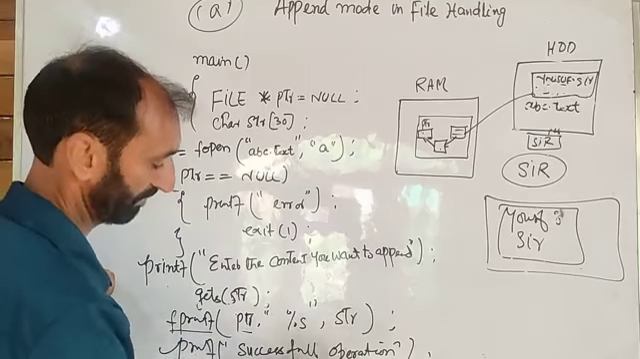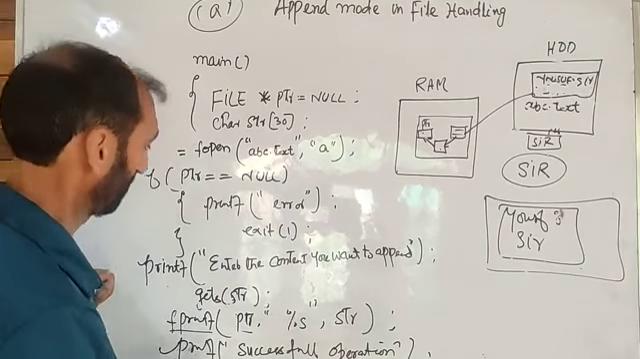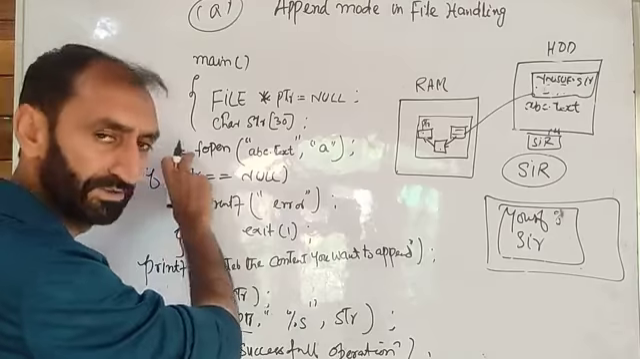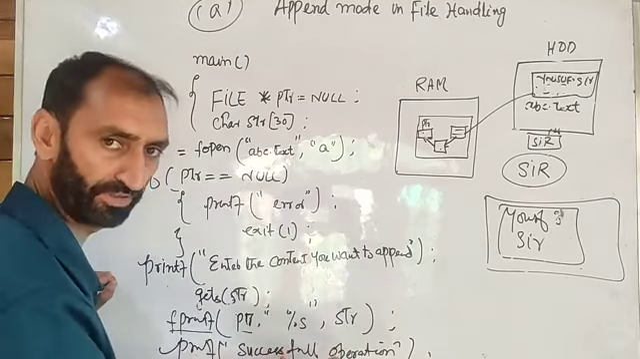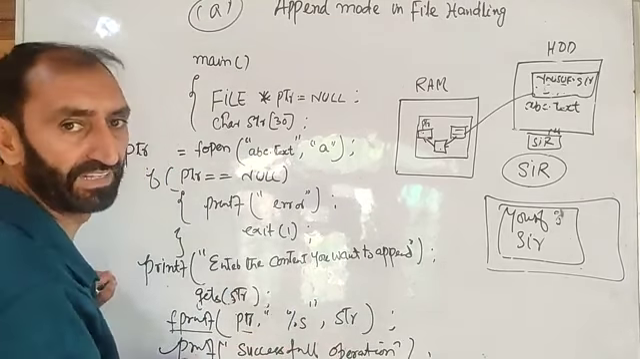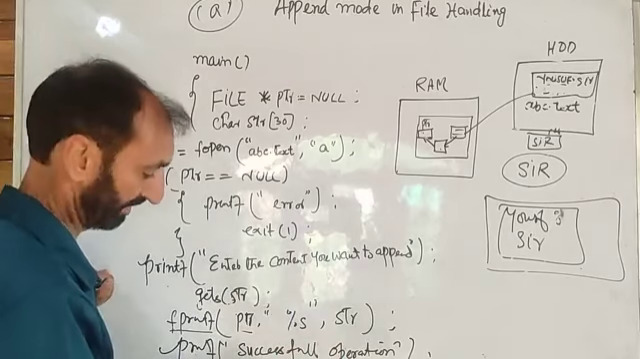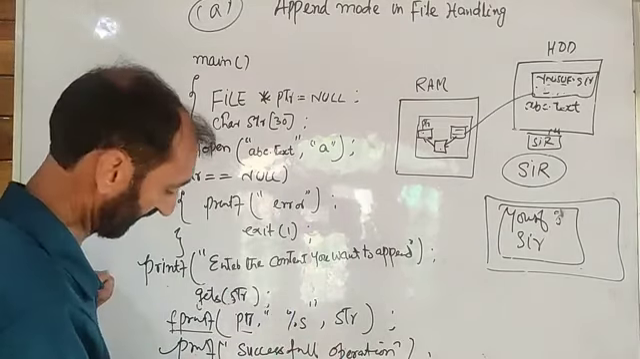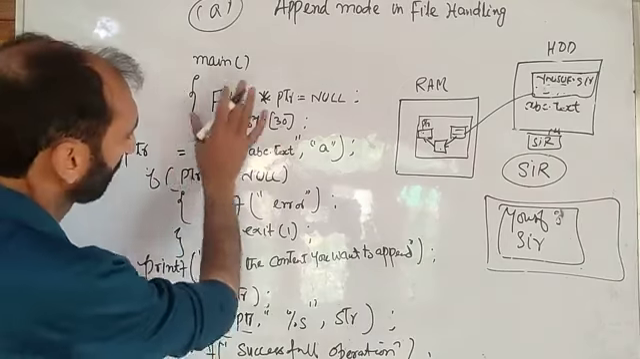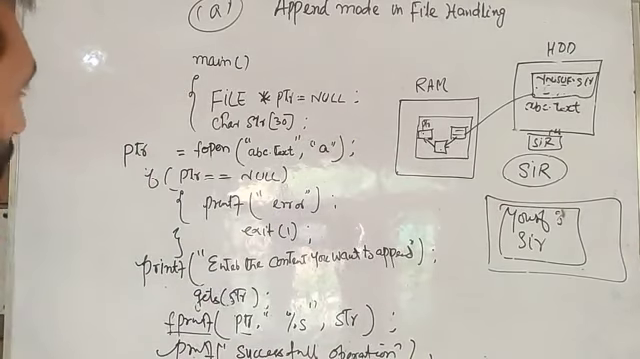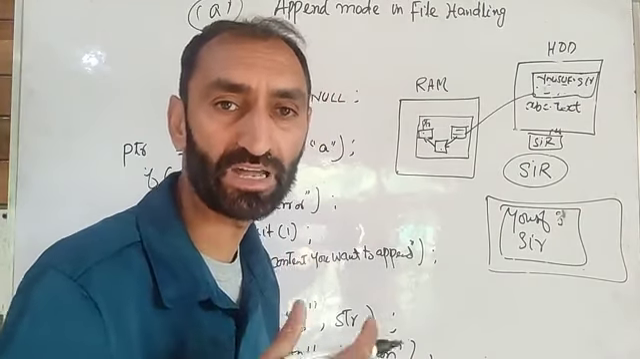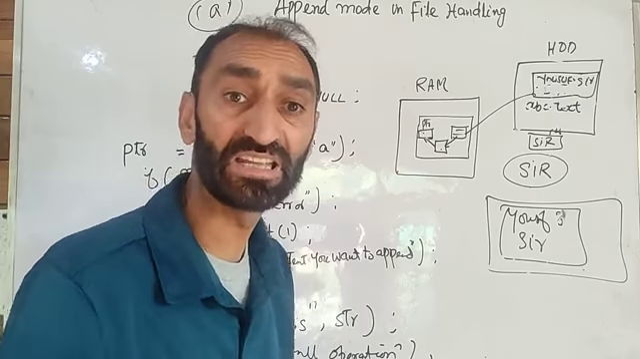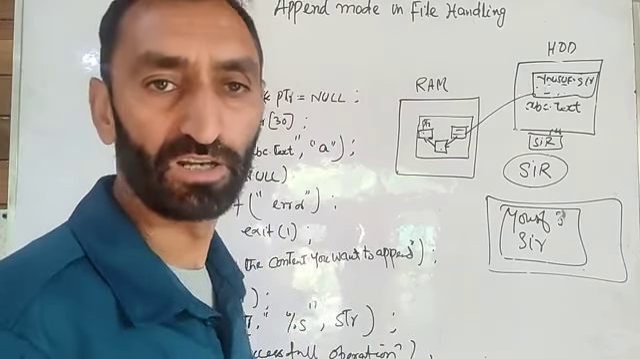Here I have printed successful operation and fclose. Here I open the file, and as I have already told you, after opening the file and performing the operation on that, we must close that file at the end by providing the file pointer as the argument. Here I have done that. So now I hope that you understood what is append mode in file handling, or how we can append the contents of the file, how we can add the new contents to the already existing file.